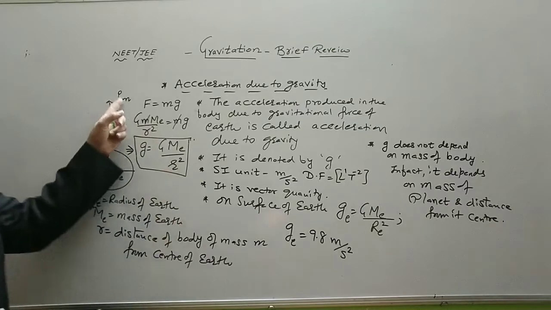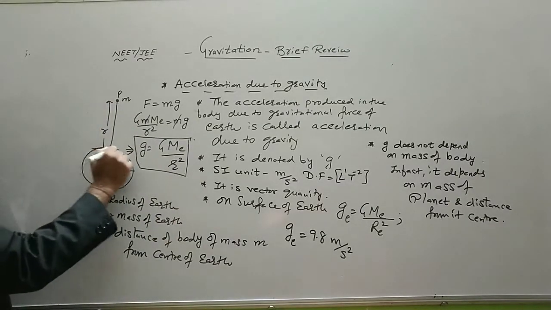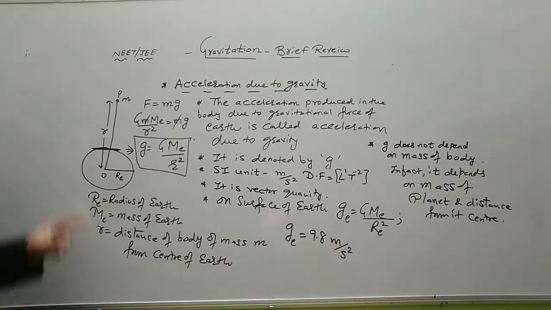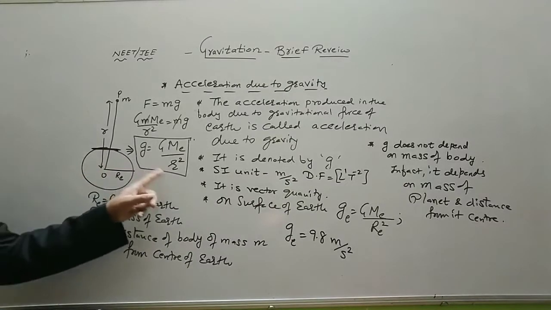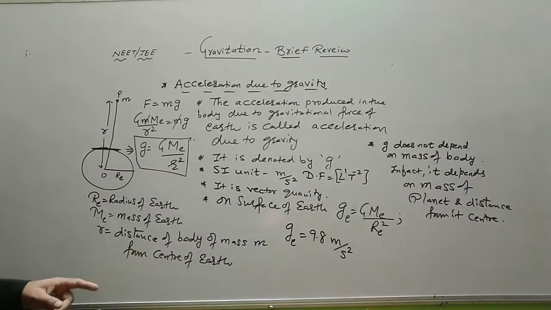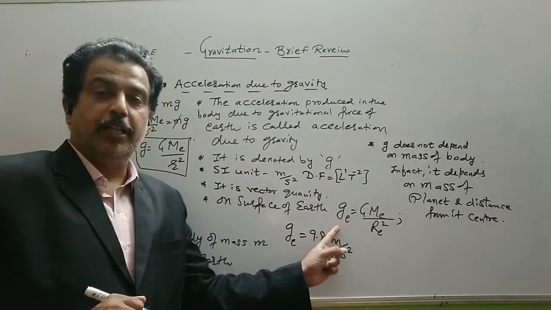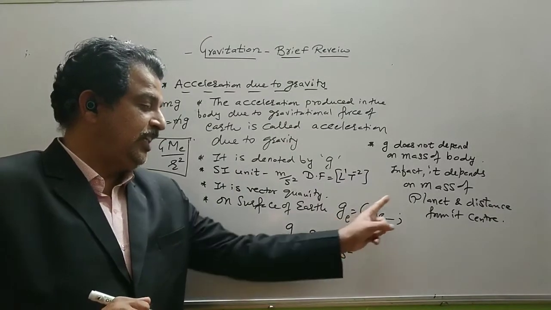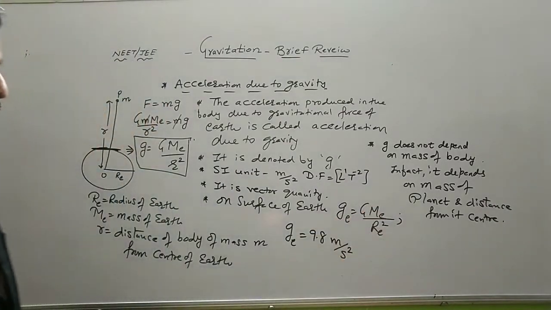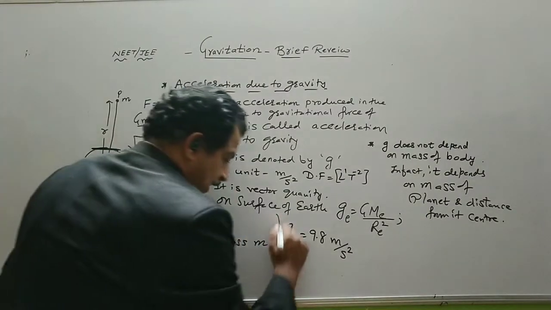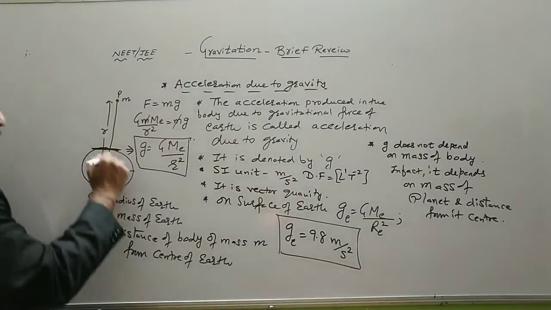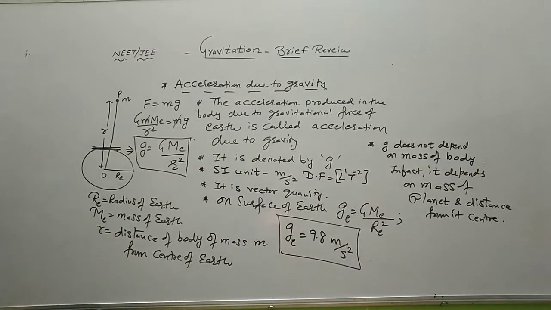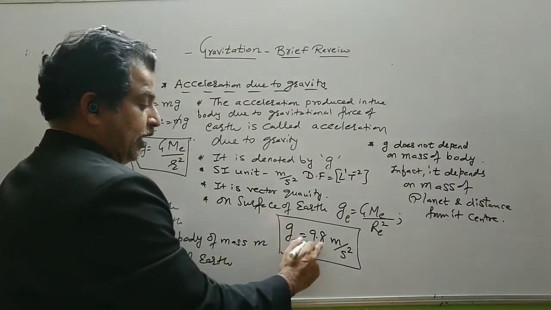Now if this body is on the surface of the Earth, then small r is replaced by the capital RE. So on the surface of Earth, g_E becomes GM_E upon R_E square, the value of g on the surface of Earth. So if any body is on the surface of Earth, the acceleration on the surface of Earth is 9.8 meter per second square.